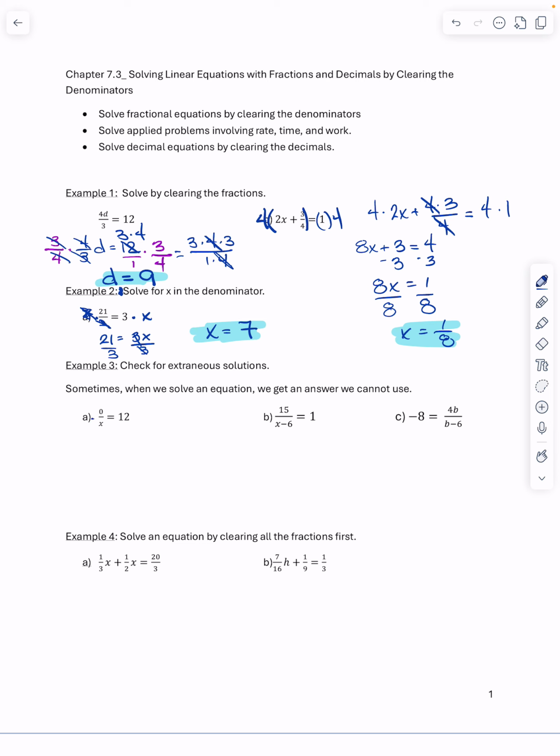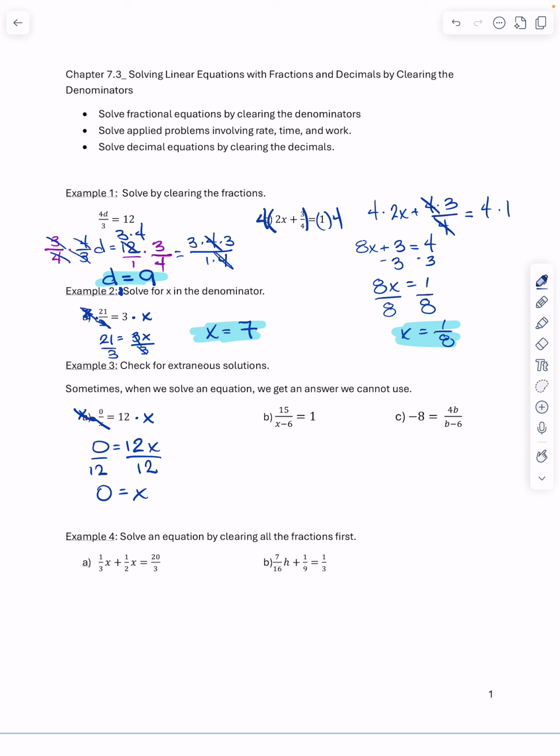So here, I'm going to do the same thing I did a minute ago. I'm going to multiply both sides by x to get it out of the denominator, and then I'm going to go ahead and divide by 12 to get this by itself. Okay, now I get x equals 0.